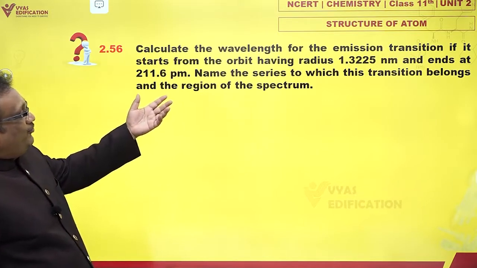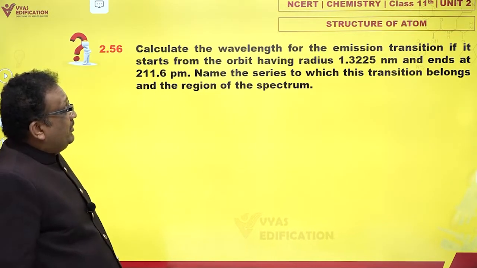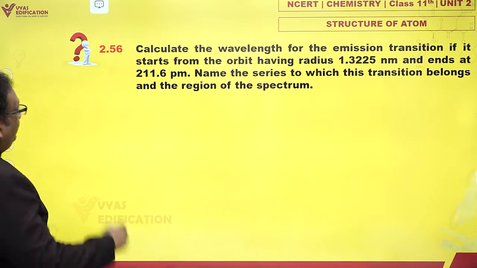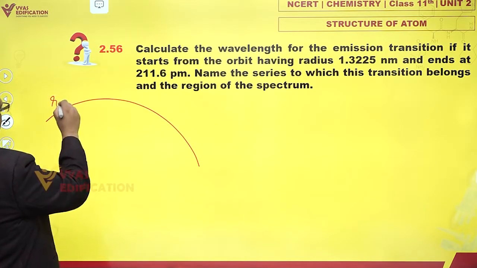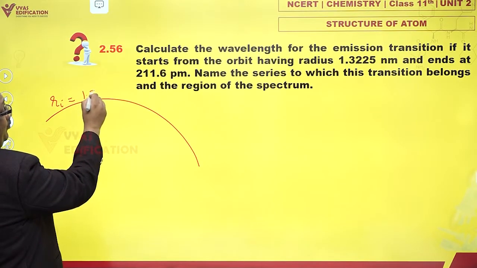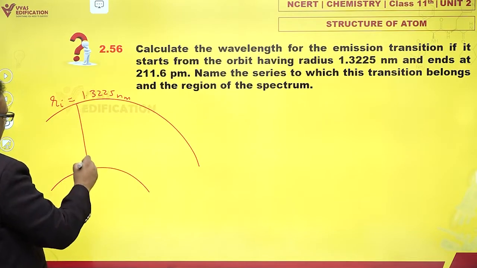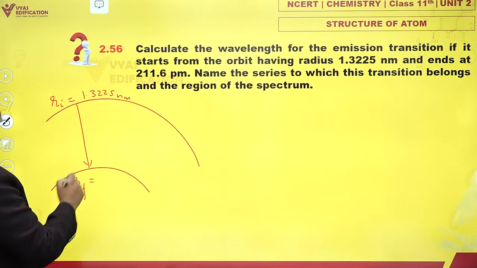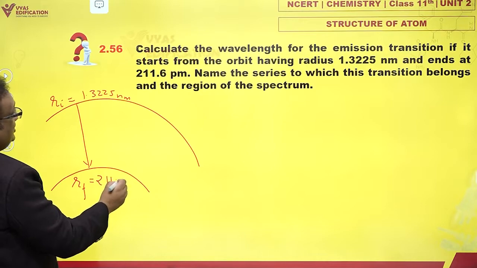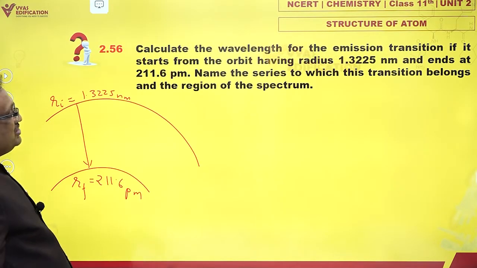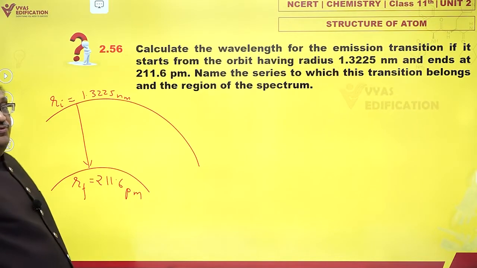Calculate the wavelength of the emission. This is again from Bohr's theory. Spectrum. Emission transition, if it starts from an orbit having a radius R initial of 1.3225 nanometers, and as it falls, the final radius is 211.6 picometers. Name the series to which this transition belongs and the region of the spectrum.